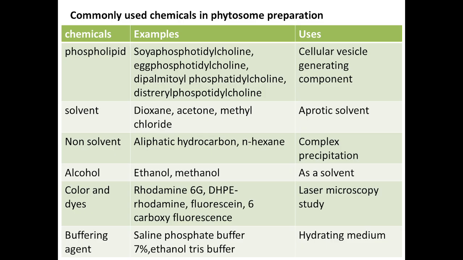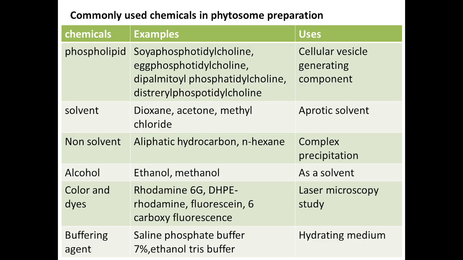Now, the commonly used chemicals in phytosome preparation: the first chemical is phospholipid. Examples are soya phosphatidylcholine, egg phosphatidylcholine, dipalmitoyl phosphatidylcholine, distearoyl phosphatidylcholine, and the use is as a cellular vesicle generating component. So these are used for generating the vesicle.